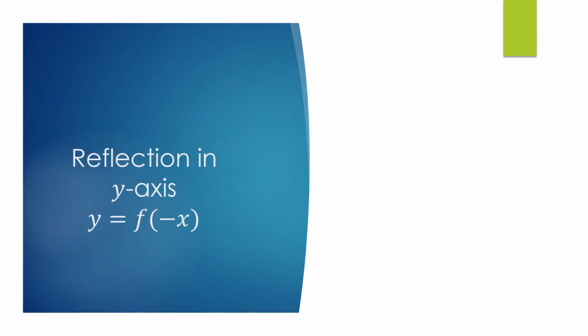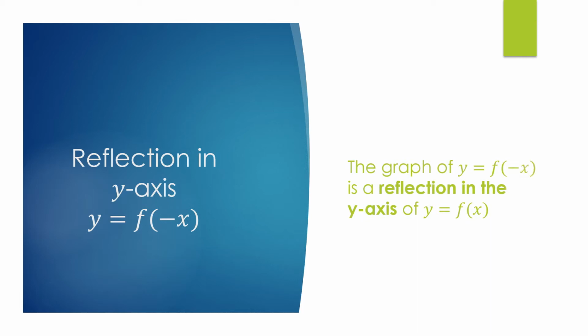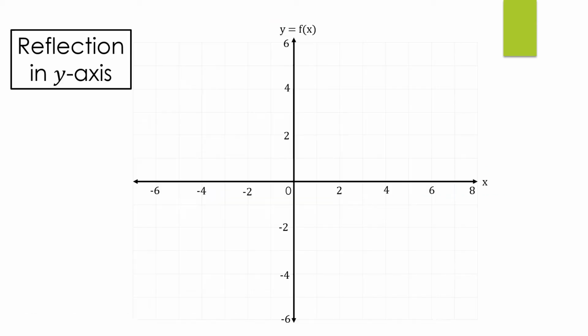So what would happen to the graph of our related function y = f(-x)? So this graph of y = f(-x), or the function of negative x, is a reflection in the y-axis. So this time our y coordinates are going to stay the same, and our x coordinates are going to become their negative equivalent, reflecting in the y-axis.